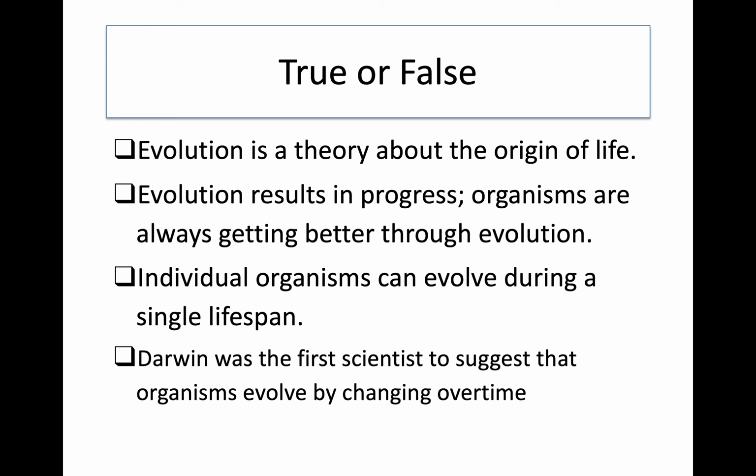Darwin was the first scientist to suggest that organisms evolve by changing over time. That's also false, because the first person who suggested that was Jean-Baptiste Lamarck. What Lamarck didn't get correct was the mechanism. It was Darwin who proposed the correct mechanism for evolution.